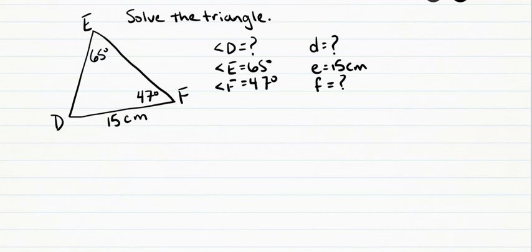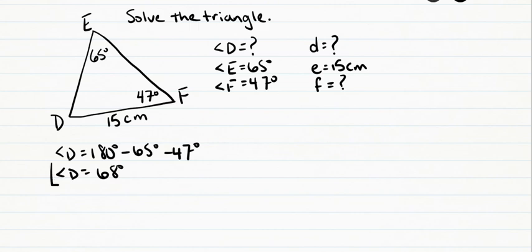So first we notice that we already have two angles inside the triangle. So to solve for angle D, we can simply start with 180 degrees and subtract the other two angles that are there. So angle D would be 180 degrees, subtract 65 degrees, subtract 47 degrees. So angle D is equal to 68 degrees. Okay, that's one of our unknowns that's done.